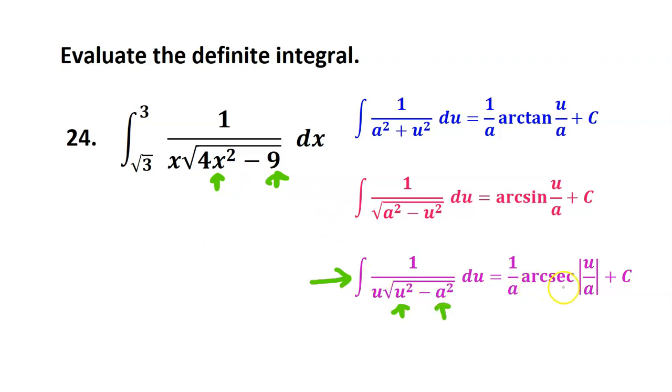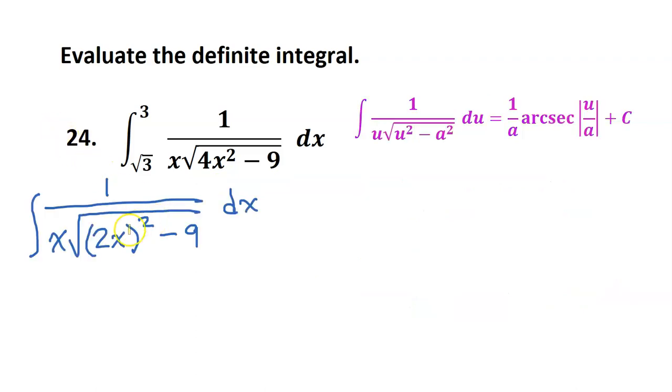So arcsecant it is. To make it match more perfectly, I'm going to take this exponent of 2 outside of some parentheses, so I have the quantity of 2x that is now being squared. That will be the same thing as 4x squared, because if I square the 2 and I square the x, I will get 4x squared. Now that lets me know that the u must be 2x.